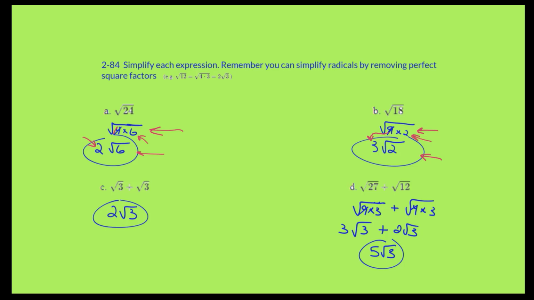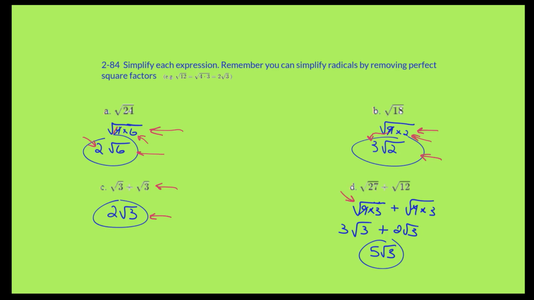On part C, this is like adding two x's. You can't really combine them. You can't say root 3 plus root 3 is root 6. That doesn't work. Root 3 plus root 3 is 2 of them, so it's just 2√3.